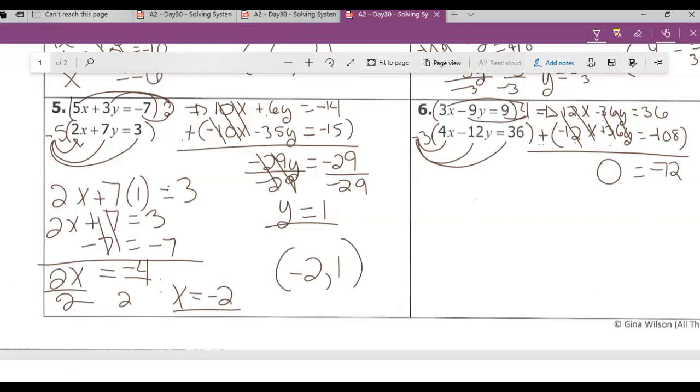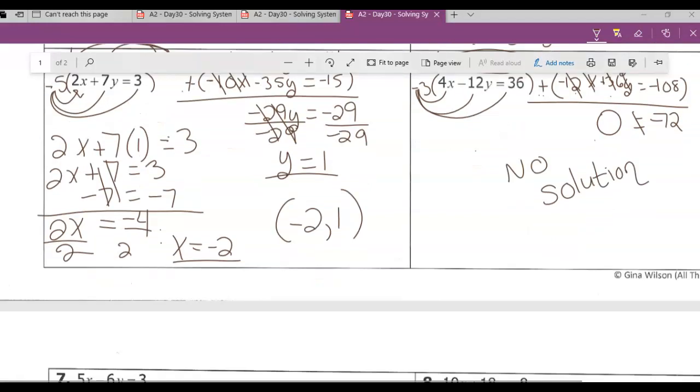Ask yourself, is having nothing or 0 equal to having negative 72? They're not. So in this case, if you get an answer on the left side that does not equal the answer on the right side or makes no sense like we do in this case, then what you have is no solution. You have lines that never intersect, they're parallel.